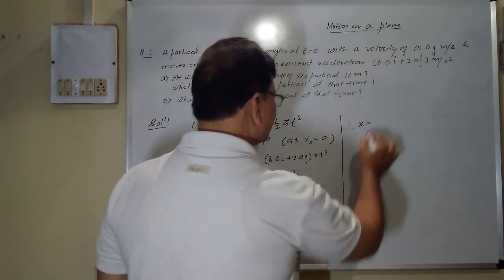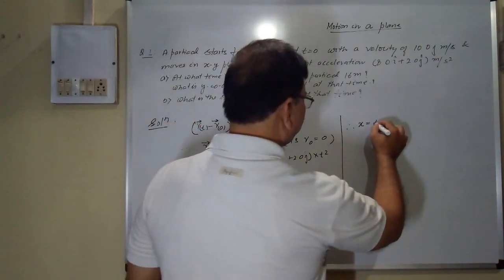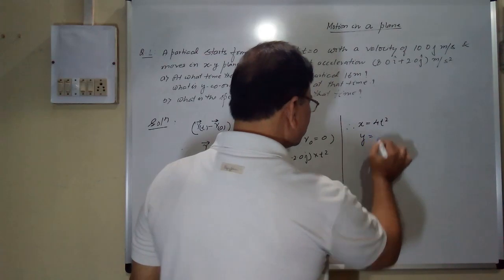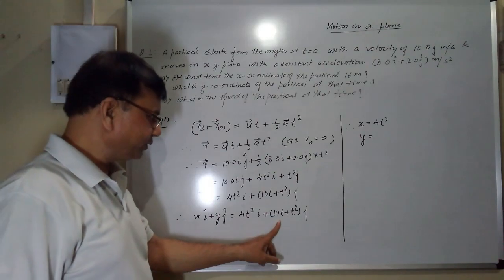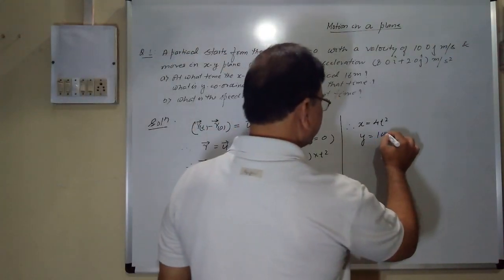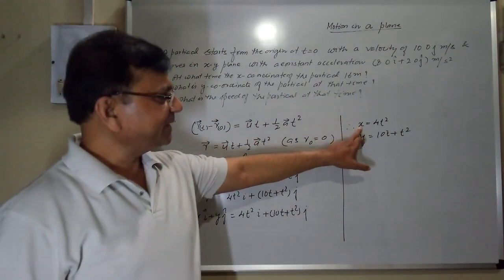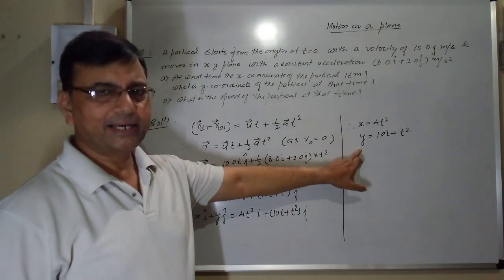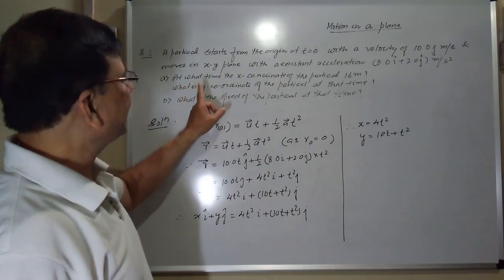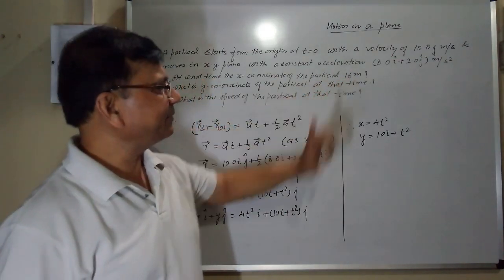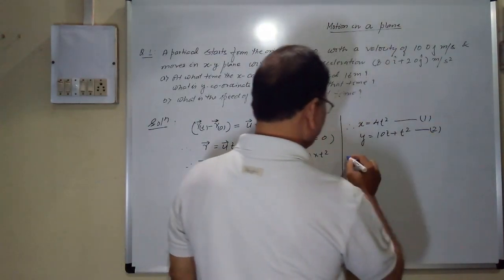Therefore, x is equal to displacement along x-axis. X is equal to 4t square, and y is equal to, then what is y? It is displacement along y-axis. That is equal to 10t plus t square. So this displacement along x-axis, displacement along y-axis, both we have got in terms of the time taken. But displacement along x-axis is given. That is 16 meter, right? So it is equation number 1. This is equation number 2.